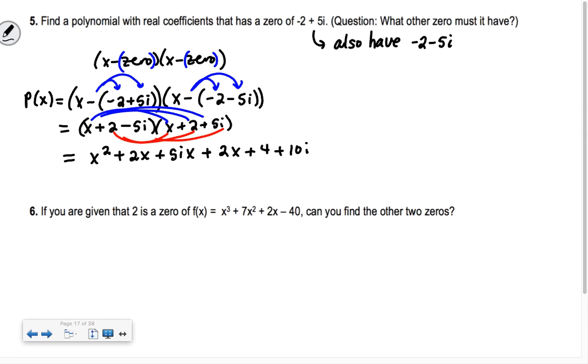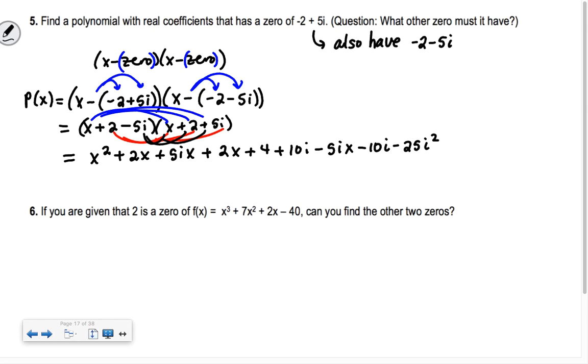And last but not least, take the -5i times everything. So we have -5i times x is -5ix. -5i times 2 is -10i. And -5i times 5i is -25i squared. If you do it correctly, you will know you did it correctly because all the things that have i will go away. It will simplify down to just a nice little polynomial.